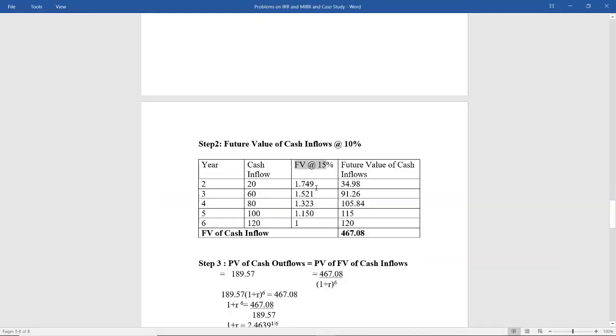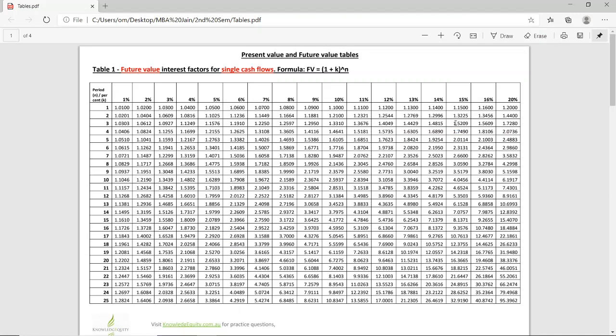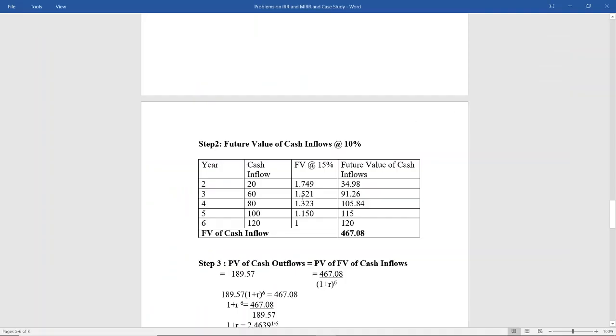So 1.749. I have taken 3 digits because the next digit is 0. If you all want, you all can take 4 digits, no issues. The decision will be same if you take even 3 digits or 4 digits. Now for the third value, how many years are required? To go from third year to 6th year, 1, 2, 3. So you are going to see here 1.5209, and similarly 1.3225 and 1.1500. And for the 6th year, the future value will be 1 only, obviously.